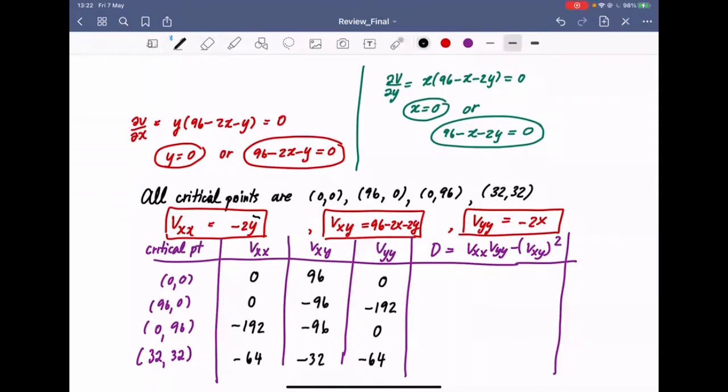And now you can compute your d, which is your discriminant. You multiply, you get 0, 0, right? And then you minus 96. So this thing is going to be negative. All I care about is whether the number is going to be positive or negative, because it's going to show me whether the given point is going to be a maximum or minimum.